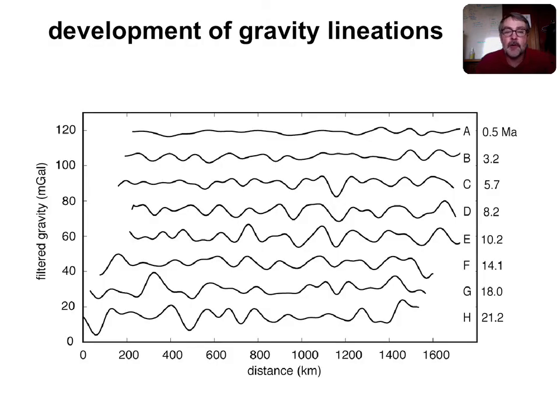And here are those profiles. So this is the gravity as a function of distance along those different profiles, and the age is marked on the right-hand side. And you see them growing in amplitude with age. And if you go along the spreading ridge, you won't see any evidence for these things. And the wavelength is typically 150 kilometers. So the question is, is that a property of the lithosphere? Is that a lithosphere wavelength, or is that something deeper in the Earth creating these things?